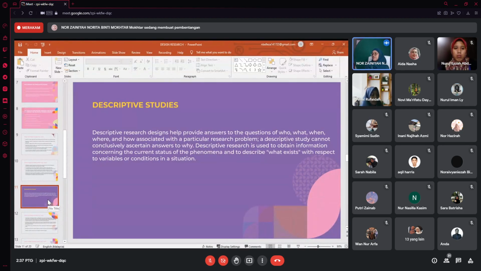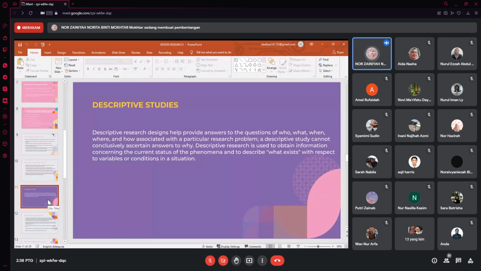So what are descriptive research designs? They help provide answers to the questions of who, what, when, where, and how associated with a particular research problem. A descriptive study cannot conclusively ascertain answers to why. Descriptive research designs are normally quantitative. We'll discuss this later. It deals with statistical results, and statistical results cannot give you the answer why. They can only identify what.